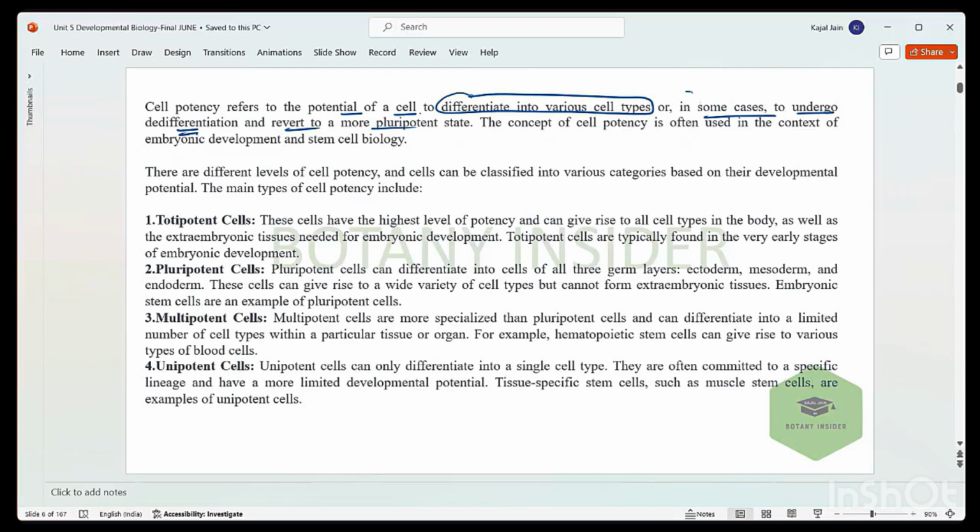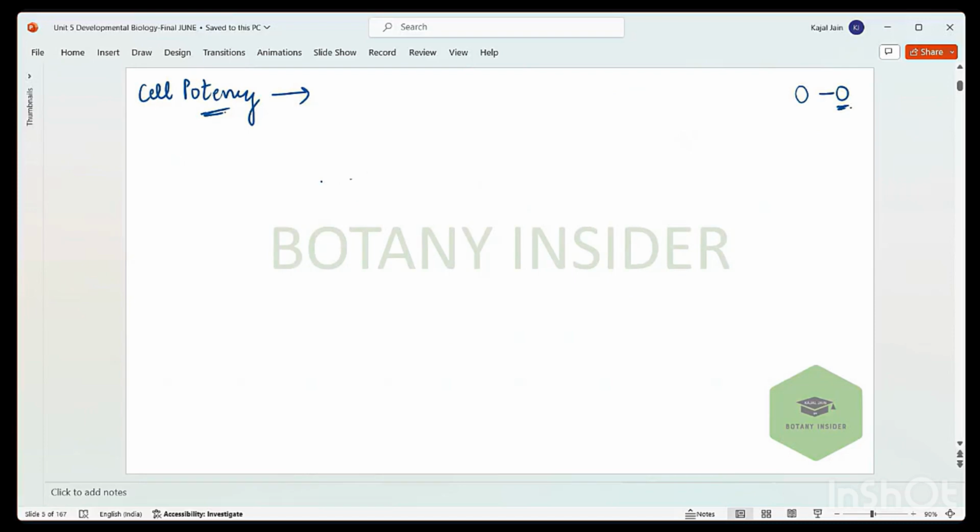Just eliminate this particular line for now, because you'll be learning about differentiation, commitment, specification, all these things maybe in this particular class or maybe in the next class. So wait for that. Just remember, what is cell potency? You have a cell, and what ability does this cell have to divide into various different types? This is what cell potency is.